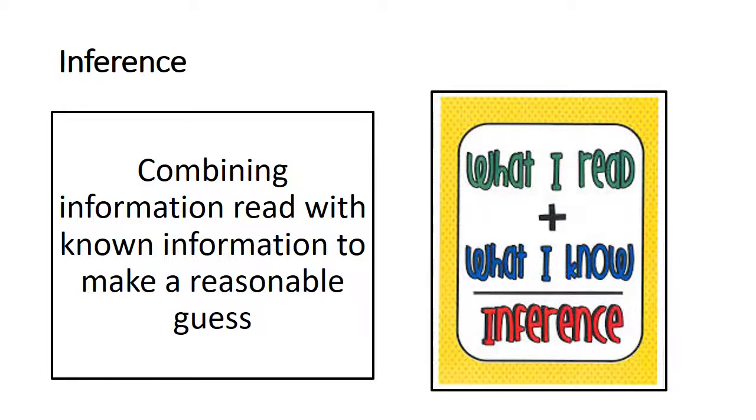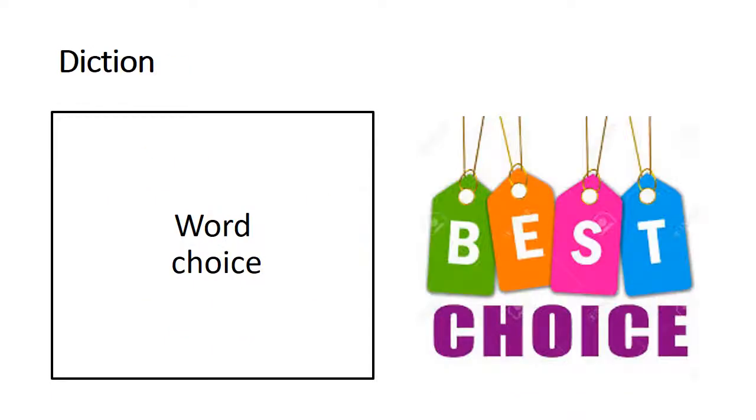Inference. Inference is combining information that you have read with information that you know to make a reasonable guess. You put what you read together with what you know, and you come up with an inference. Diction is word choice. We always want to find the best word to use, so we make very careful choices.